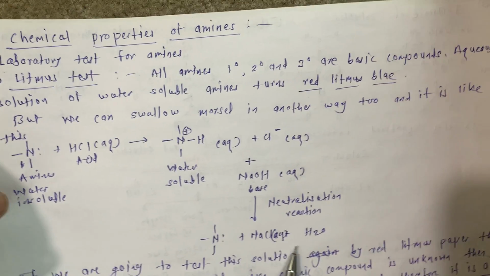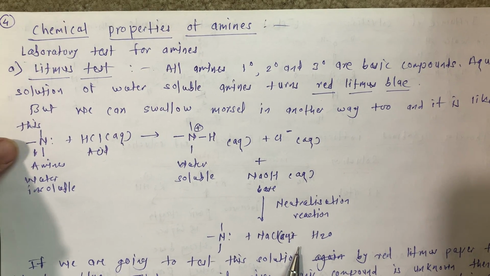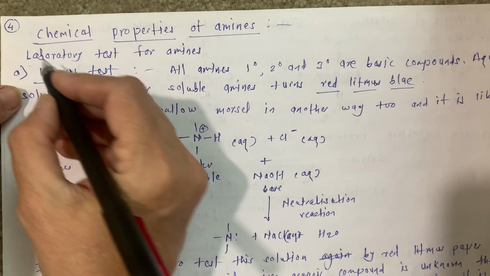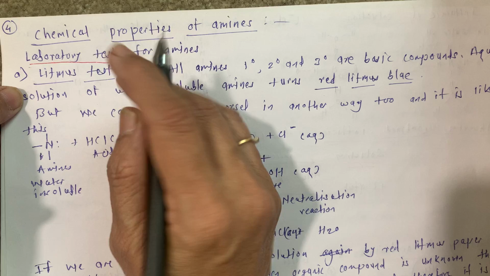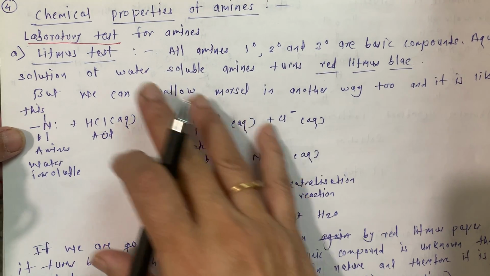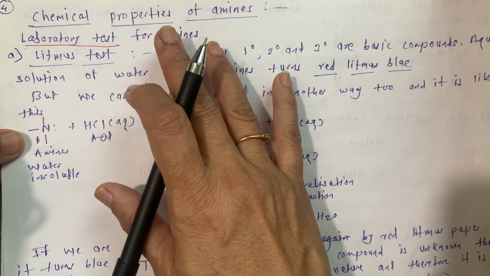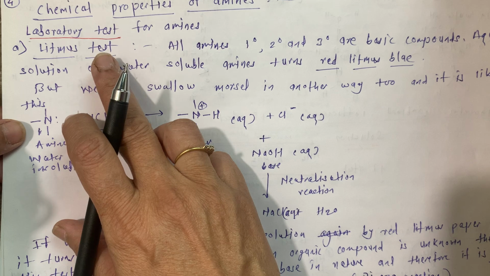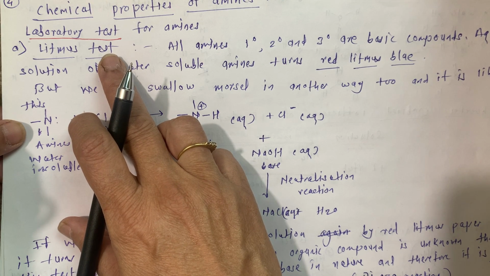Hello students, our next topic is chemical properties of amines. Up till now we know that we are going to study a few laboratory tests, and then we are going to go for the important test. So the laboratory tests are where we check whether the given compound is an amine or not, and that's why the first test is the litmus test.